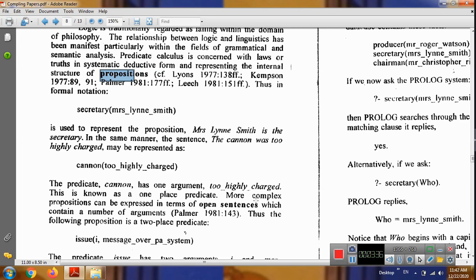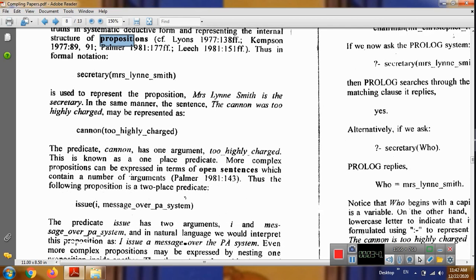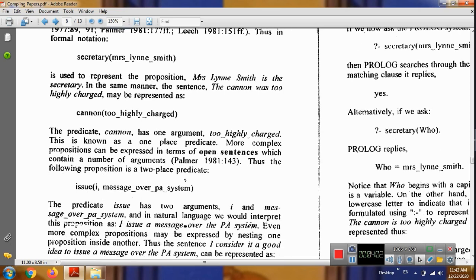But some sentences, like the open sentence, have more than one place predicate. For example, in this sentence we have a two-place predicate. The predicate issue has two arguments, I and message over system, and in natural language we would interpret this proposition as I issue a message over the PA system.